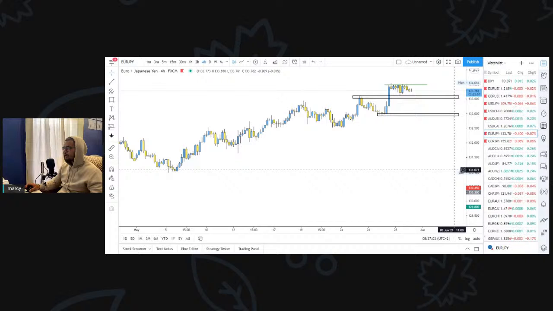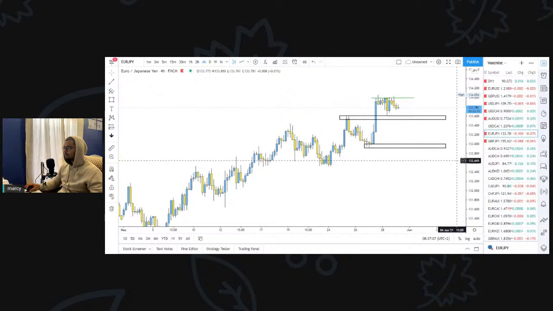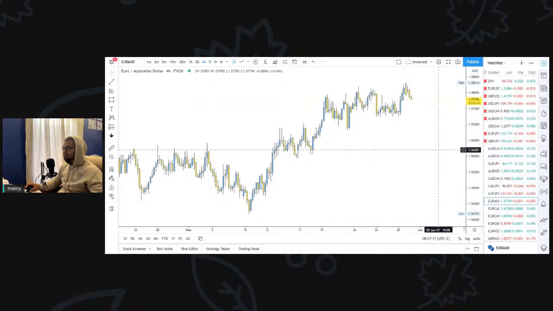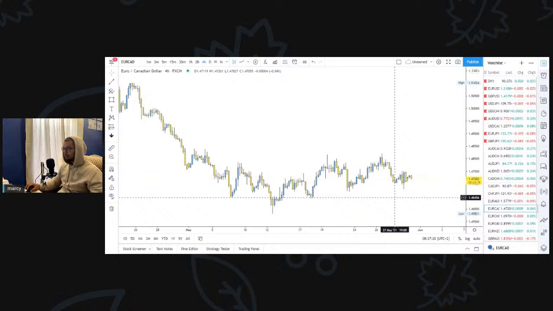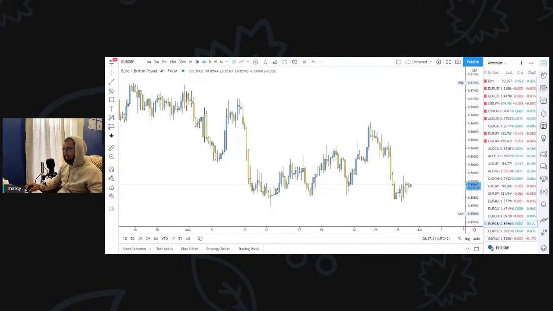Euro pound. So we did say we're expecting JPY strength to kick in. What is the euro doing? Let me see what the euro is doing. Do we have a strong euro? Okay, the euro AUD looks a bit strong. It looks like it's starting to gain some strength over euro CAD. Euro CHF range bound, slightly weak.